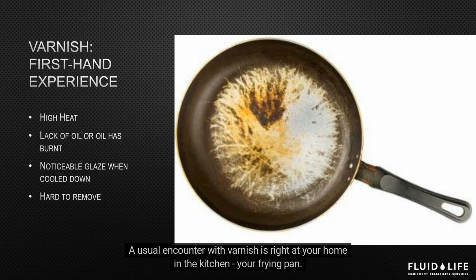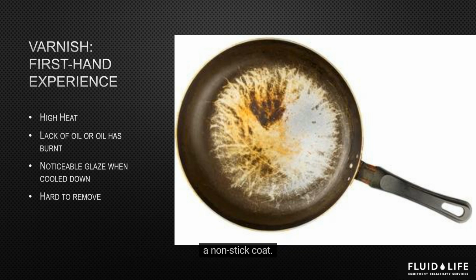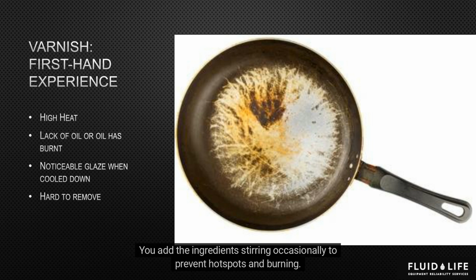A usual encounter with varnish is right at your home in the kitchen, your frying pan. Let's assume you are using your favorite pan to create your favorite dish. You set the pan down on the burner, warming it up. You add cooking oil, swirling it around to provide a non-stick coat. You add the ingredients, stirring occasionally to prevent hot spots and burning.